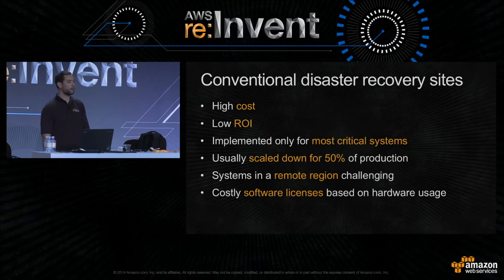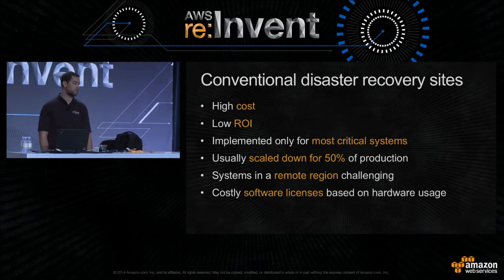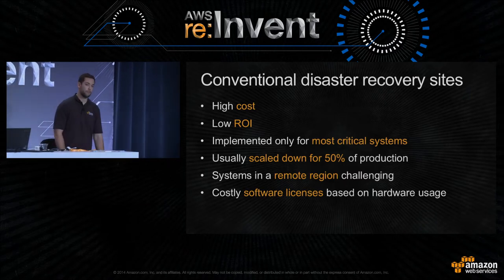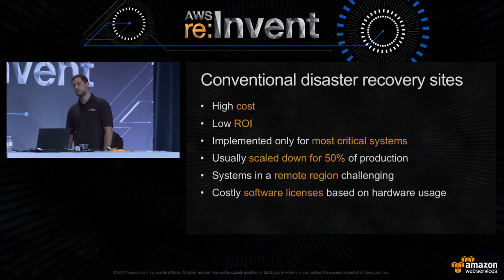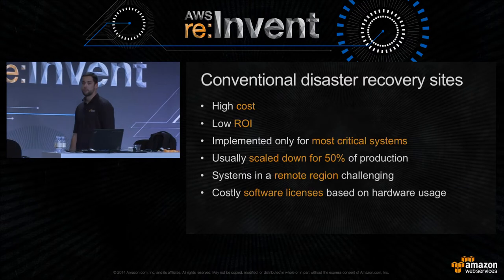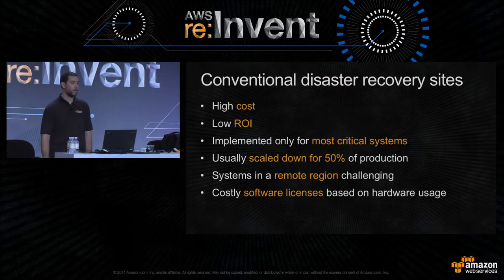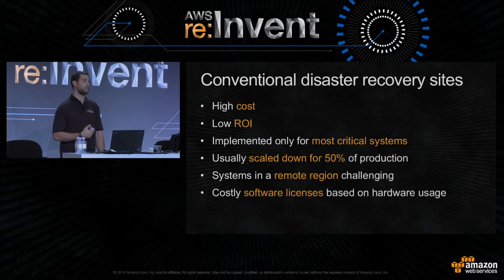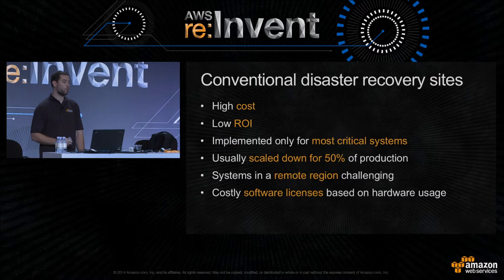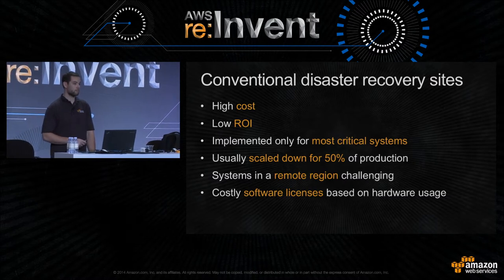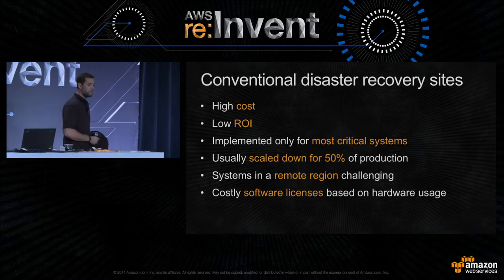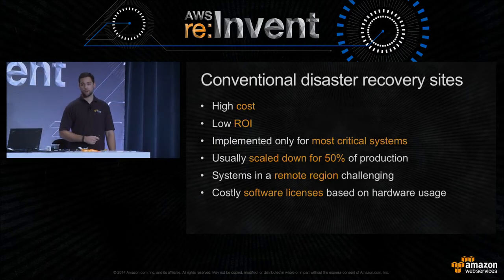Okay, so let's talk about conventional disaster recovery sites. Traditionally, they're high cost and low return on investment. So what does that mean? High cost, if you have a data center that you've deployed, it's cost $5 million or $4 million, for example. If you want a secondary data center that mirrors that exact workload, you need to spend another $4 million or another $5 million. Okay, so you're spending twice the capital expenditure. How often do you actually use that secondary site? 10% of the time, 5% of the time, never? It's a pretty bad return on investment.